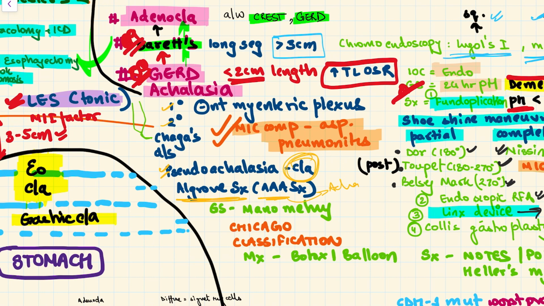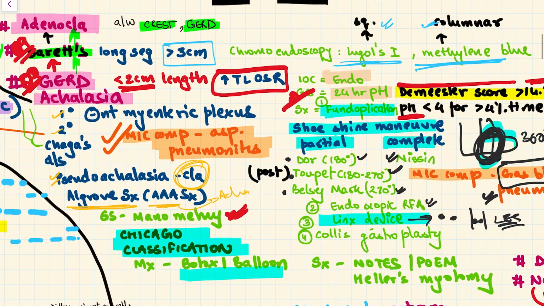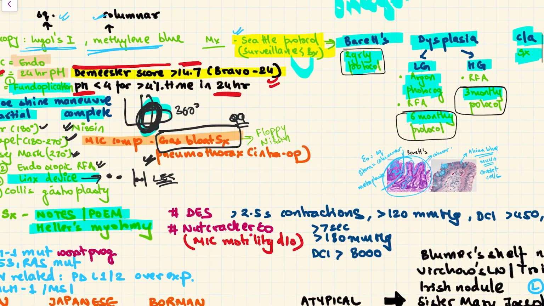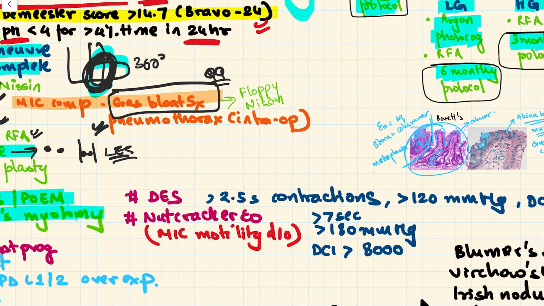Then the gold standard for achalasia is manometry. Okay, the gold standard for GERD was 24-hour pH monitoring, while for achalasia it is manometry, because achalasia is basically an increase in pressure. It is a motility disorder of the esophagus, and here the Chicago classification is followed. It is managed by either Botox or balloon, and the surgery is NOTES POEM, and the named surgery that is done is Heller's myotomy.